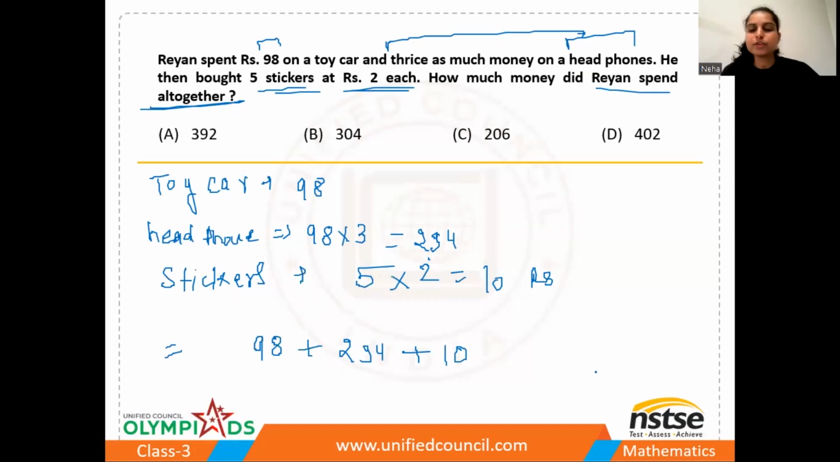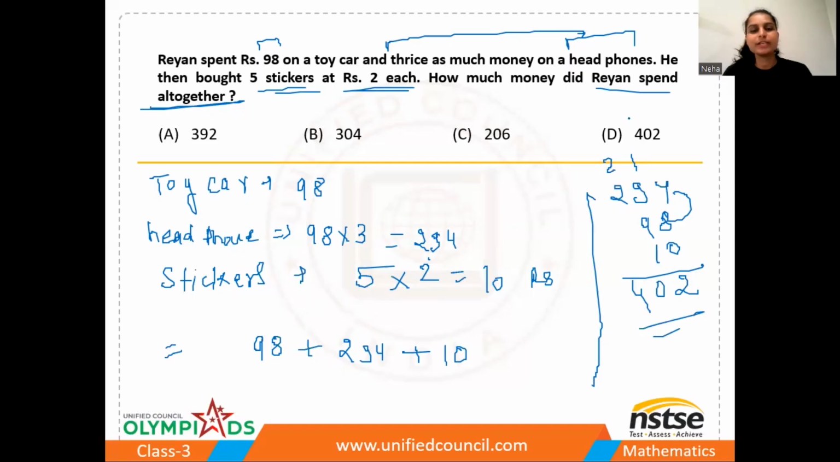So let me try to add these three numbers. 294 plus 98 plus 10. 8 plus 4 is 12, so 2, and 1 will be the carry. 9 and 9, 18. 18 plus 2 is 20, so 0, and 2 will be the carry. 2 plus 2 is 4. That is 402. Yes, option C is your right answer.